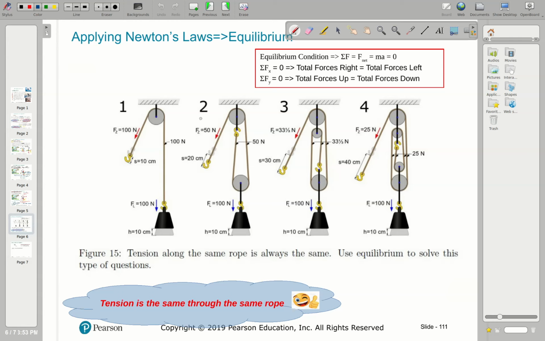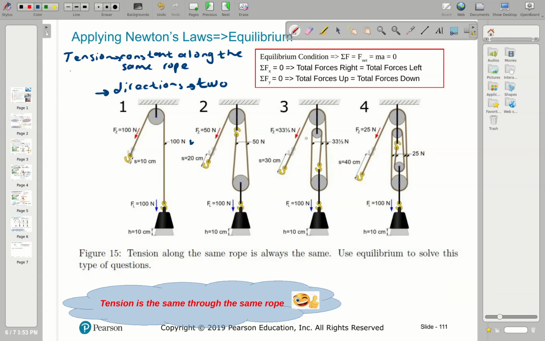For example, here in this figure, we have 4 different equilibrium questions with tension. Remember, tension is constant along the same rope or string, and it has 2 directions. It's stretching the string. It could be up and down here, depending on which system I am looking at. So we're going to use equilibrium to find all these tensions. Values are already given here. Tension here is 100 Newton, 50 Newton, 33.3 Newton, and so on.